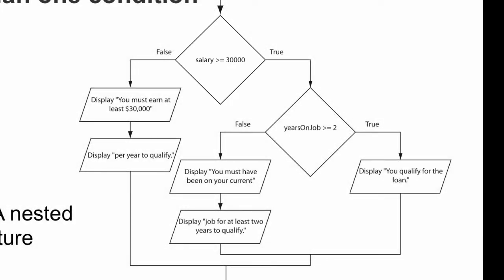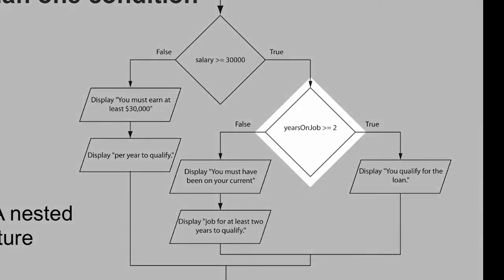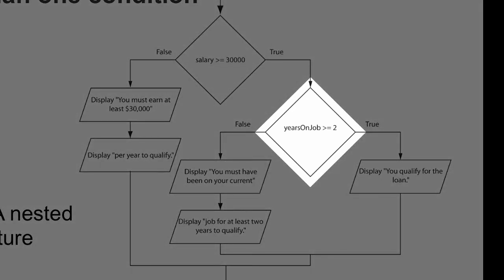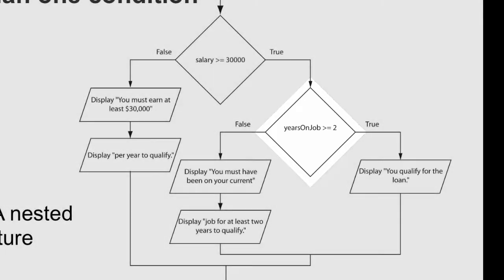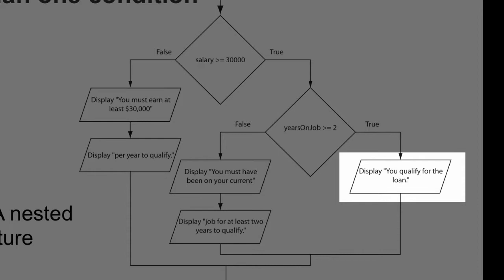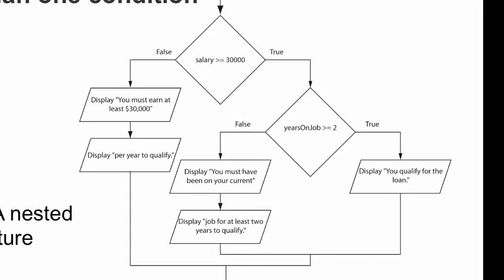and if that's true, let's say we earn $31,000, then we're going to go down here and say years on the job greater than or equal to 2. So if you've been on the job for 3 years and you earn more than $30,000, let's see what you get. You qualify for the loan. Very nice. But you have to meet both conditions. Let's find out if you don't.